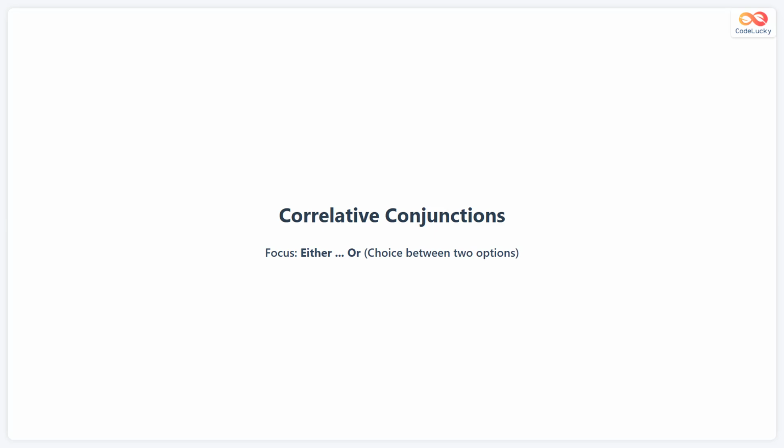Correlative conjunctions are special pairs of words that work together to connect ideas in a sentence. Today, we focus on either ... or. This pair helps you present a choice between exactly two options. You pick one from the two choices given.